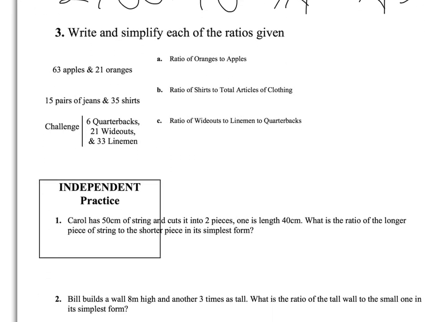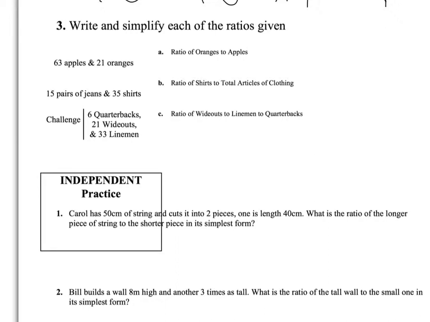Let's move on. We have a couple of things. We have apples, oranges, jeans, and shirts. And then we have a challenge one where you have 3 things being compared. Quarterbacks, wideouts, and linemen. Let's have you guys do these with your partner. Turn and talk for 2 minutes. Make sure you have number 3 done in about 2 minutes. Ready, set, go. Hold up. Wait a minute.